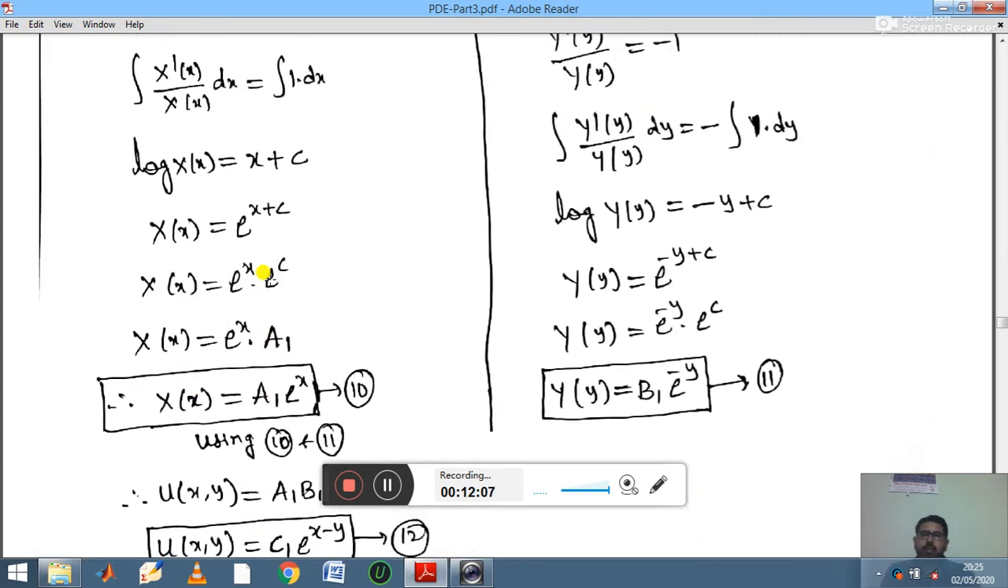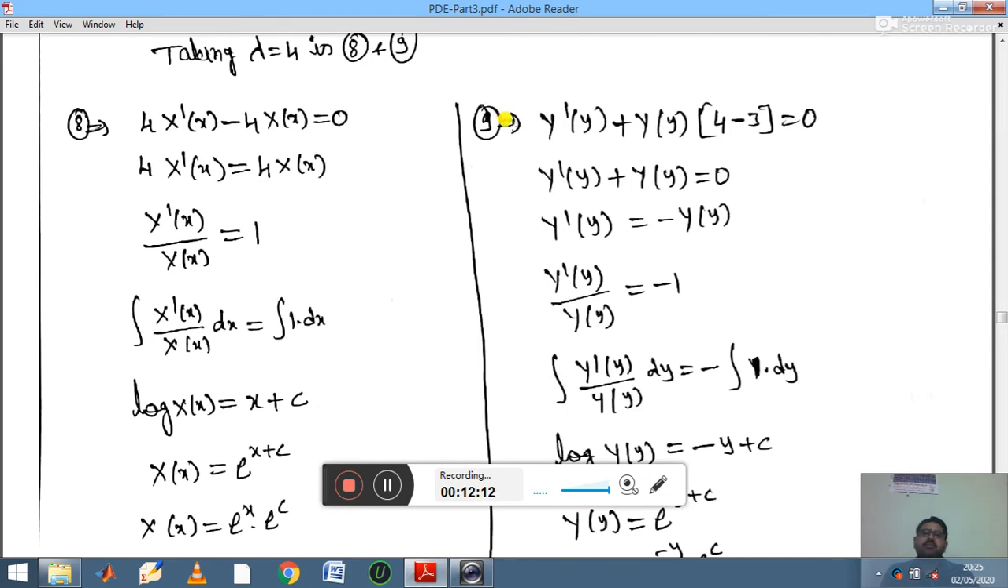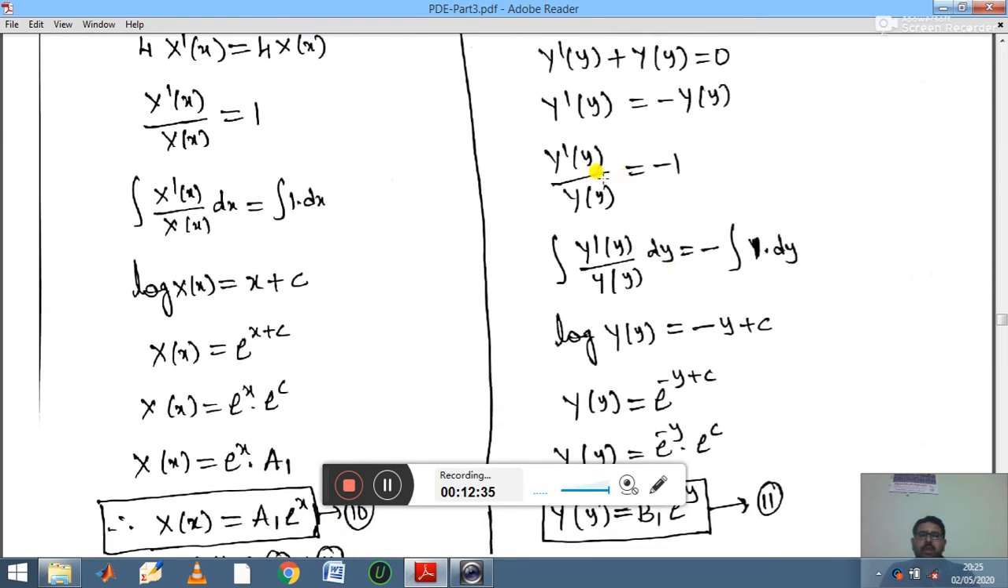Similarly you get the Y of y value by using equation 9. In equation 9, where is lambda minus 3? In place of lambda use 4. Therefore Y dash of y plus Y of y, lambda minus 3 means you are writing 4 minus 3 equals 0. Y dash of y, 4 minus 3 is 1, therefore you are getting Y of y equals 0. Send Y of y to the RHS, Y dash of y equals minus Y of y. Then Y dash of y divided by Y of y equals minus 1.